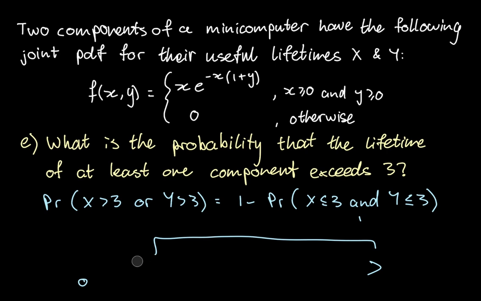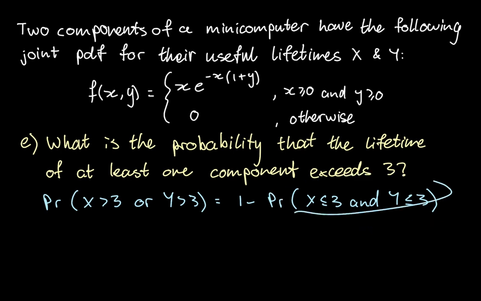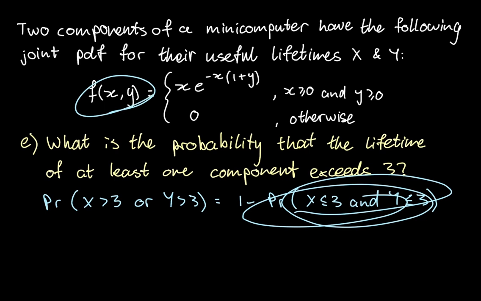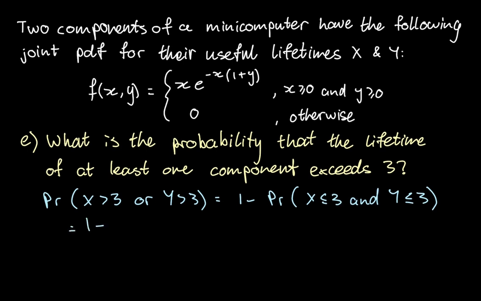Okay, so I've just re-expressed this in terms of this here. Okay, so this here is in terms of the joint density. So I can now integrate over the joint density. I couldn't do that for or, but I can do it for and. Okay, so this becomes 1 minus the double integral over this joint probability density function, x e to the negative x, 1 plus y.